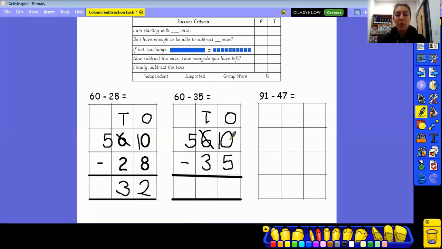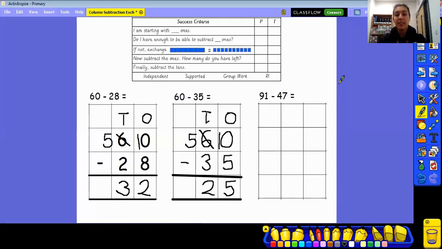And I don't have 0 ones anymore. You can see that I've got 10 ones. So 10 take away 5 equals 5. Well done. And then now looking at the tens, 5 take away 3 equals 2. Well done. So 60 take away 35 equals 25. Once again, might be a good idea for you to pause the video, have a go at setting up this calculation on a sheet of paper or on a whiteboard, and then when you're ready, we'll go through the answers together.